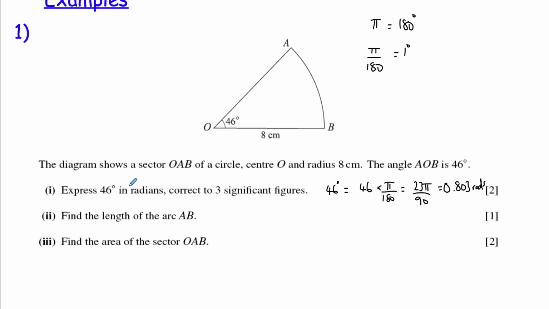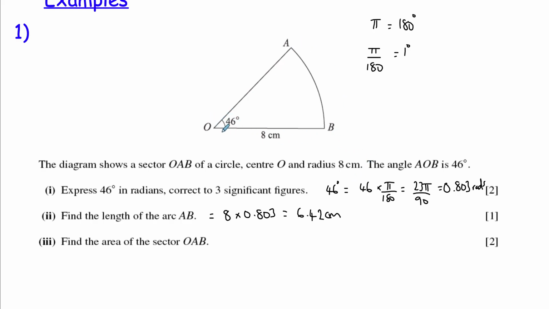Then it wants us to find the arc length. So notice that they're walking us through what they want us to do. They want us to use this answer to now find the arc length, which is just going to be r times theta, where theta is in radians. So that's going to be 8 for r times our 0.803. I'm going to use the full number from my calculator that's still on my calculator screen, not the rounded answer, because that could lead to a rounding error. So to 3 significant figures, that comes out at 6.42, and that's in centimeters.